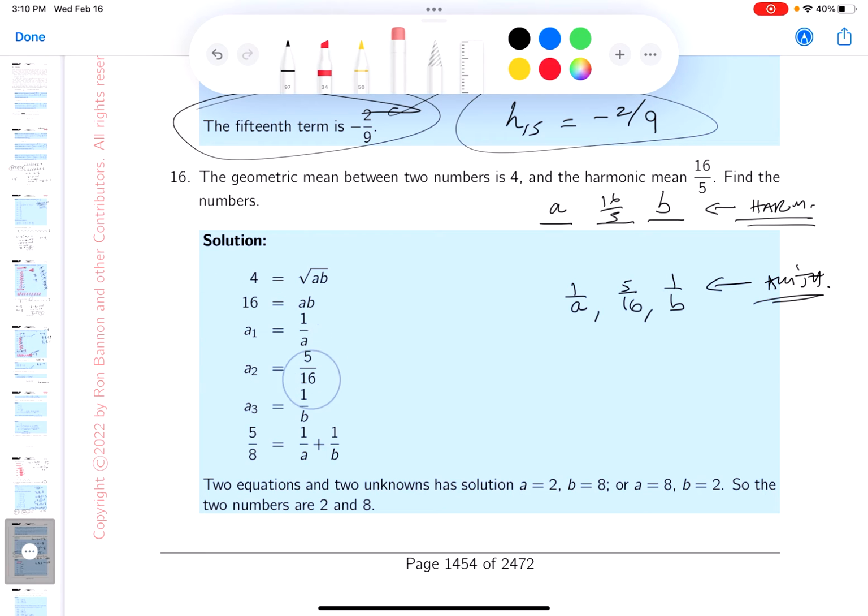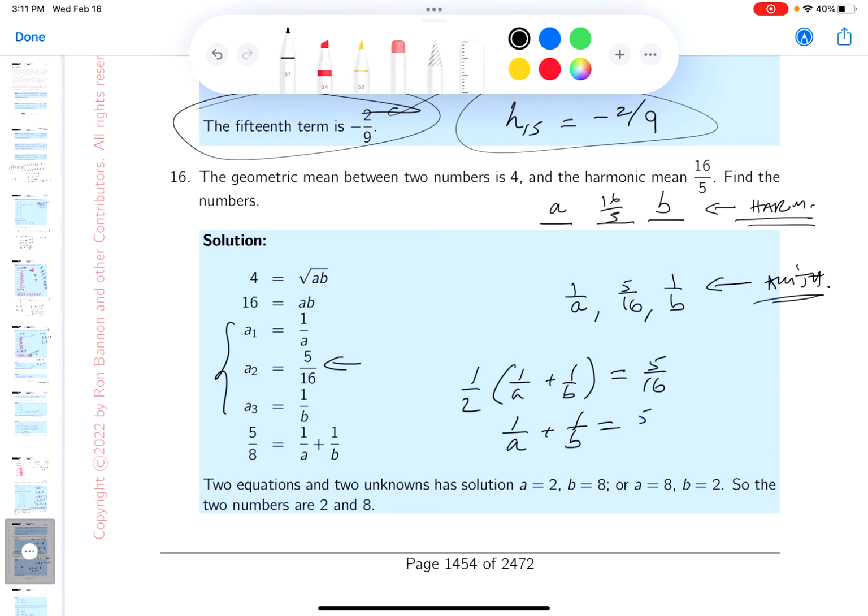So what do I want to do? Well, I know something about arithmetics. And what do I know about this thing? I know that this is the mean of it. So what's that mean? It means 1 over A plus 1 over B divided by 2. I'm going to multiply by half to make it simpler. Is 5/16. Right. Now my goal is to figure out what the A and the B is. And that could be difficult, but I'm looking at it. I have this 1 over A plus 1 over B is equal to 5/8.